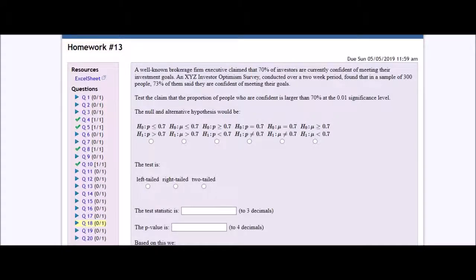Hello students, this video is to help you compute the p-value if you have a right tail test. The question is question number 18 from homework number 13.